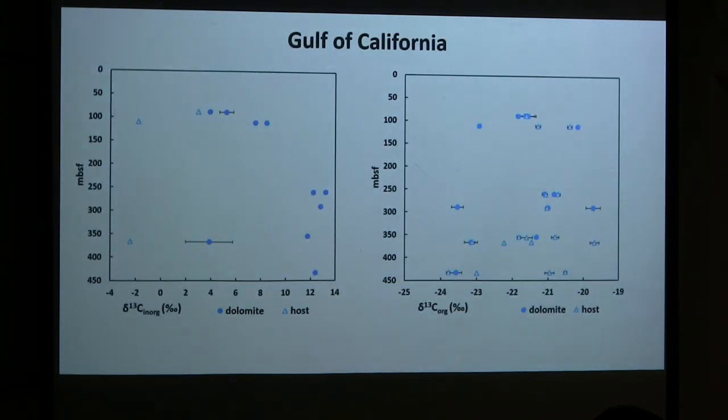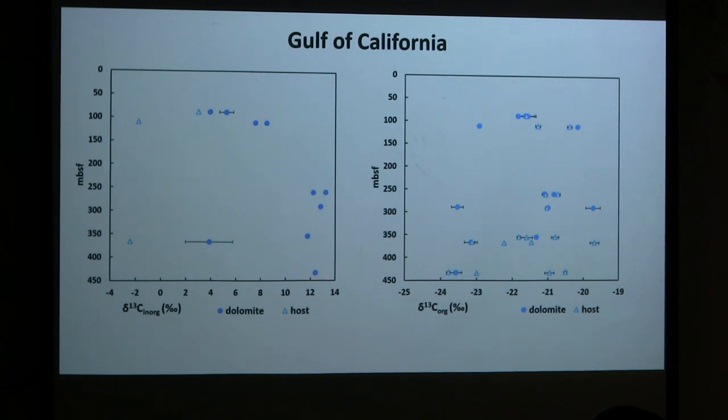Results. Gulf of California. Inorganic carbon isotopic data ranged from about 4 per mil all the way up to almost 14 per mil. And these were all positive values. We'll get to that, what that means later for the dolomites. It trends positive, and they're already all positive.